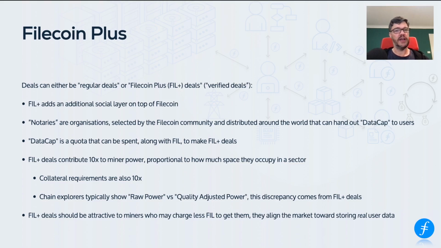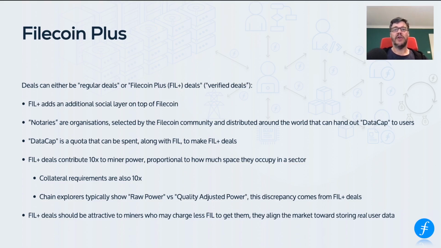Filecoin Plus is a variation of deals. So we have regular deals and we have Filecoin Plus deals. Now, Filecoin Plus is a social layer that sits above the chain. Blockchains are essentially code-mediated social networks or computer networks. So the rules of the network are embedded in the code, and that defines exactly how we deal with each other. Filecoin Plus adds a social layer, a people layer above that, that connects into the chain.